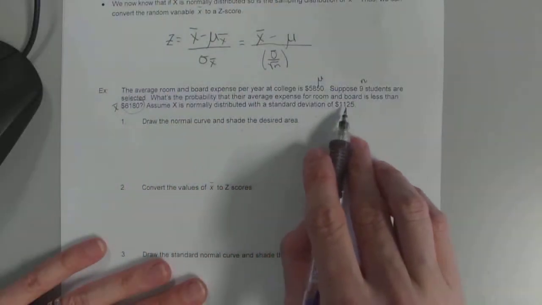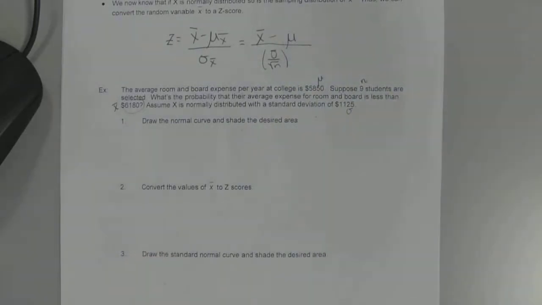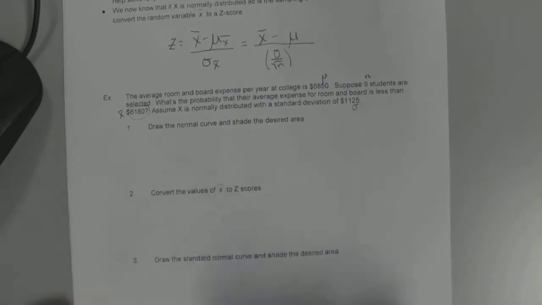Assume your x is normally distributed with a standard deviation of 1125. What can I label that with? Sigma. So the only difference from Chapter 7 to Chapter 8 is instead of dividing by sigma, you divide by sigma over the square root of n. You still use that x, that individual value, in front. You still subtract the mean that they told you in the beginning, and you still divide by your standard deviation. It's just your standard deviation divided by the square root of n, okay?